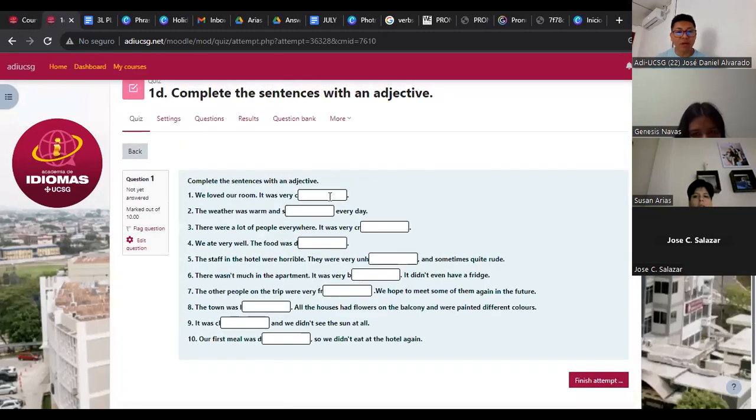Ok, aquí vamos a usar un adjetivo de los que también están en las diapositivas, ¿ok? Pero recuerden no poner la palabra completa, sino completar la palabra. You have to complete the sentences with an adjective. You need to read, and then you need to choose the correct adjective.